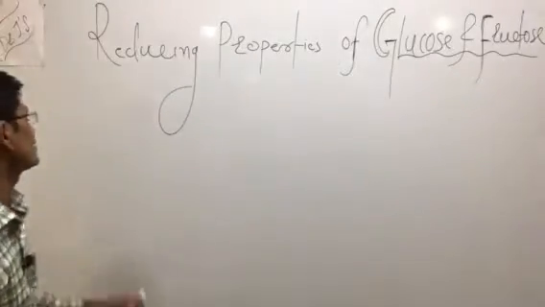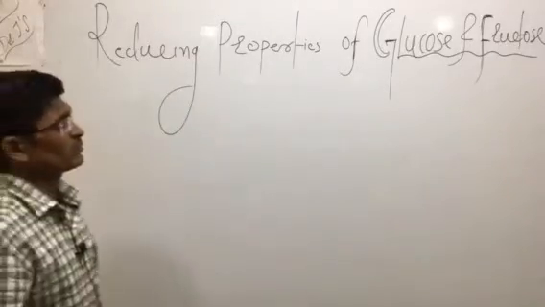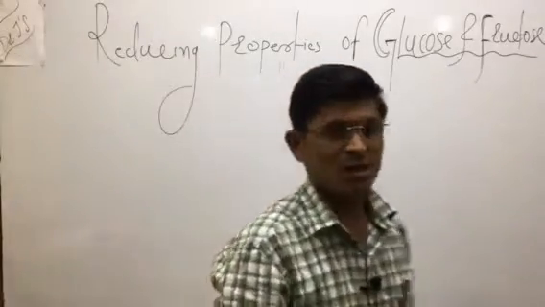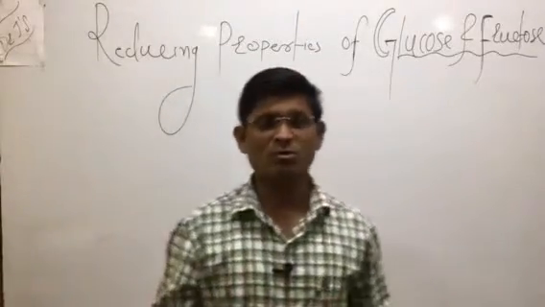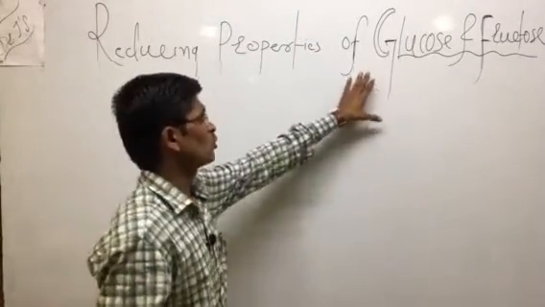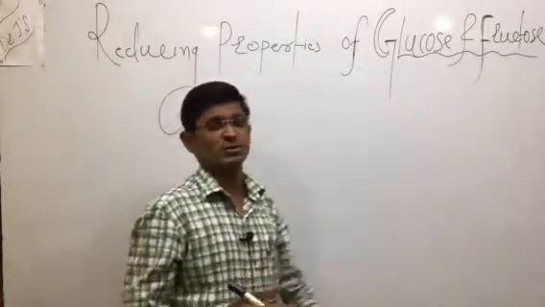Today we are discussing the reducing properties of glucose and fructose from the biomolecules. So before that, the meaning of the reducing properties: it is shown by the glucose molecule as well as the fructose molecule.